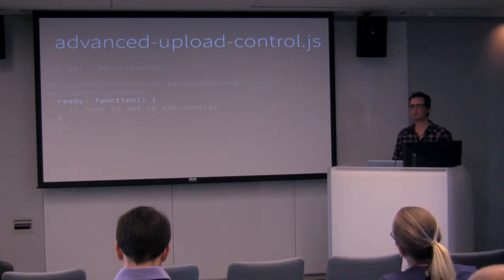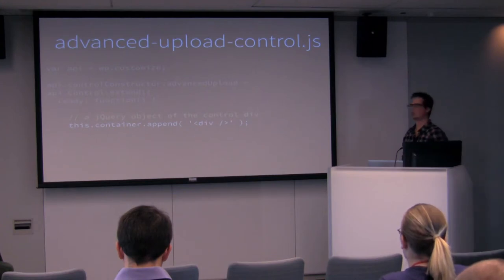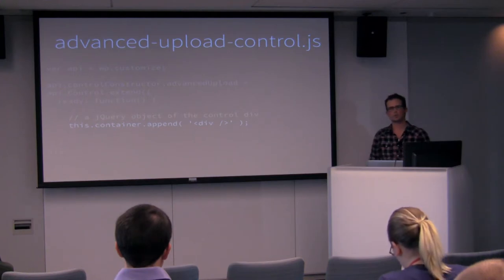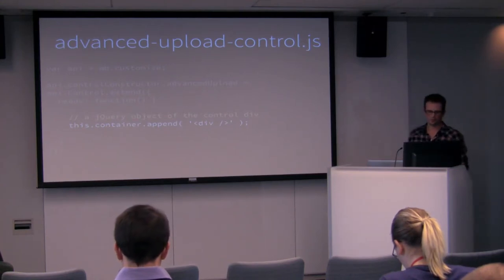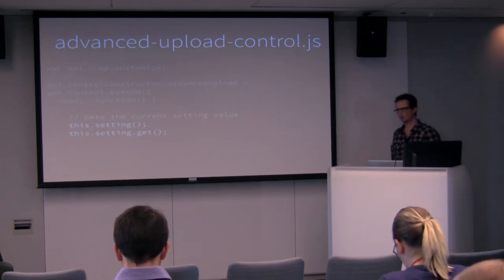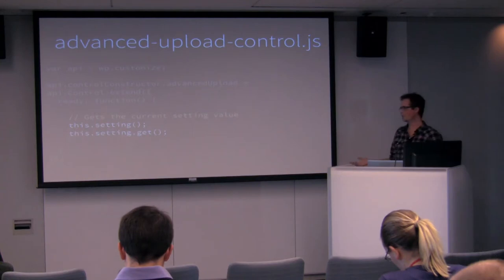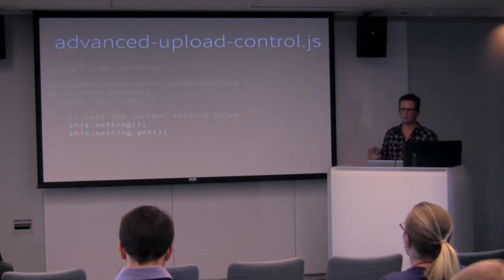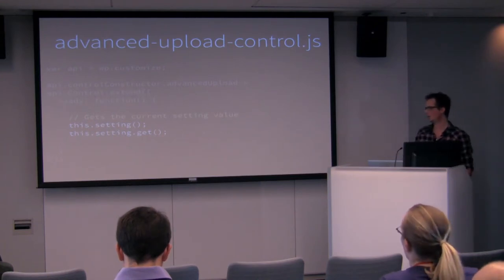When you're in the control, in the object context, you have access to a bunch of stuff. You have this.container, which is a jQuery object of the control div. Again, very similar to a Backbone view, where you have this.$el as the jQuery object for that particular view. In this case, it's this.container, and you can start appending stuff to your view. The setting is kind of like its model. It's attached to this control view. So this.setting is like one of those magic methods that if you call it with no arguments, it just returns the value of the setting at the current state. Or if you prefer being more verbose, this.setting.get is the same thing.